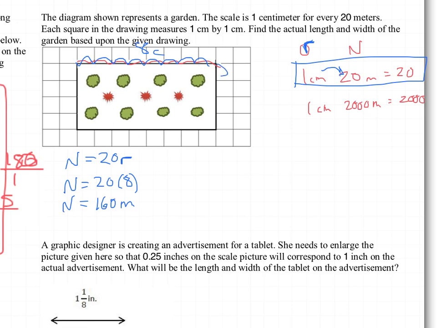If we're going to figure the height or width of this garden, I'm going to use the same equation, 20 times the original, which is 4, and is equal to 80. And again, remember, this moves us from centimeters to meters, so this is 160 meters by 80 meters.